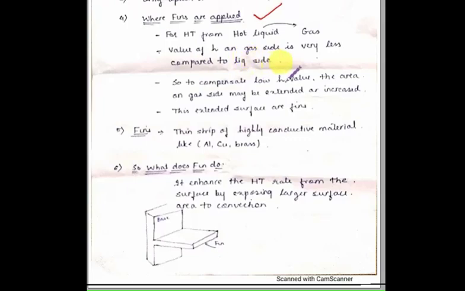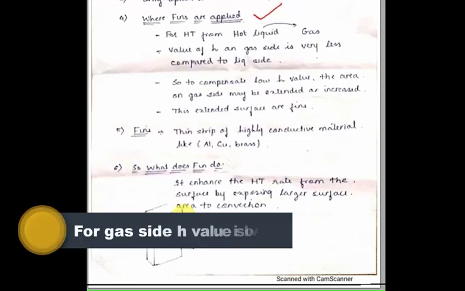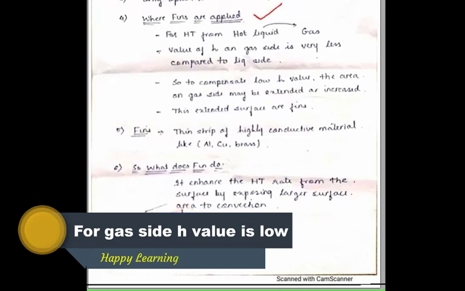So to compensate this low value of h, the area is increased, and in this way you can see the fins are added on the gas side. This extended surface will now help to increase the heat transfer rate. So keep this one point in mind, that fins are usually employed on the gas side. Why? Because on the liquid side fins are not employed, as the h value is usually high, and for the gas side the h value is low. Hence the fins are applied on the gas side, right?